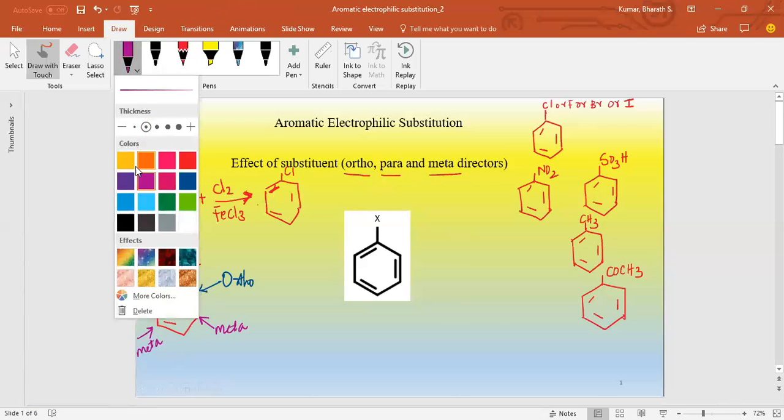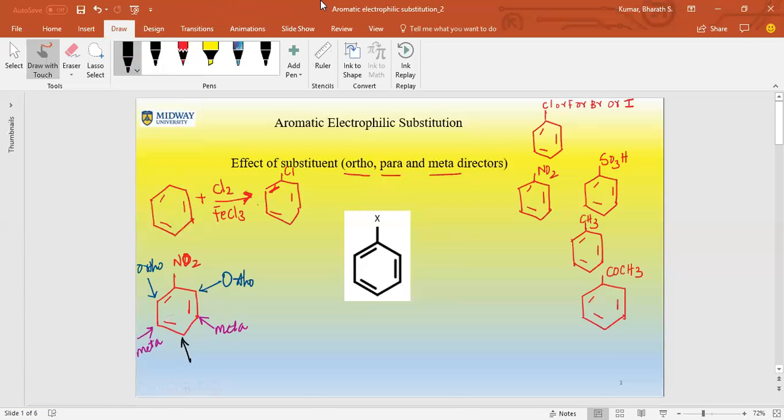Let's get a different color. So the black is good. This right here is para. So irrespective of whether it's NO2 or Cl or SO3H, the position ortho, meta, and para is always the same. So you have 2 ortho positions, right? You have 2 meta positions and 1 para position in every benzene ring given a substituent.